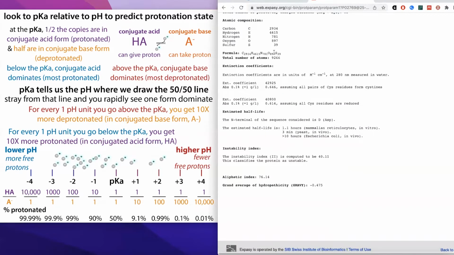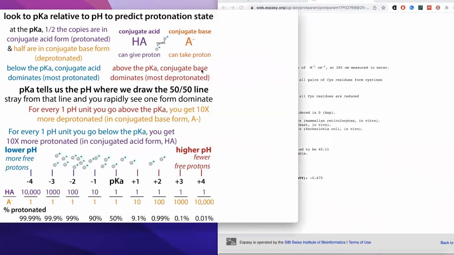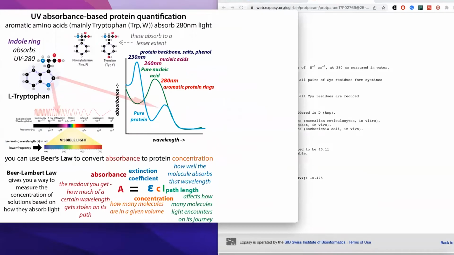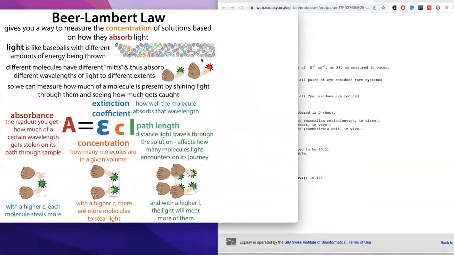Okay, the other really important thing that I use Expasy for is to get the extinction coefficient. So the extinction coefficient is going to let me get the concentration of the protein based on its UV absorption. So basically what happens is that there's this thing called the Beer-Lambert Law, and this says that if you were to shine light through a solution, there are going to be molecules in that solution that can capture some of the light. And this depends on the chemical makeup of the molecules.